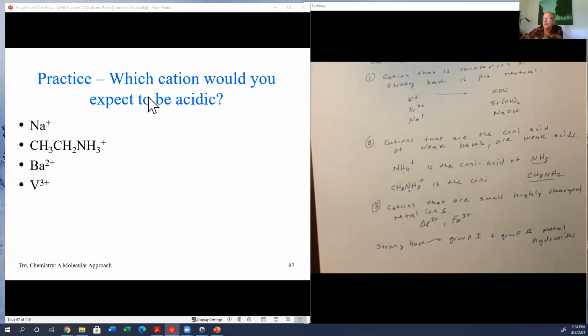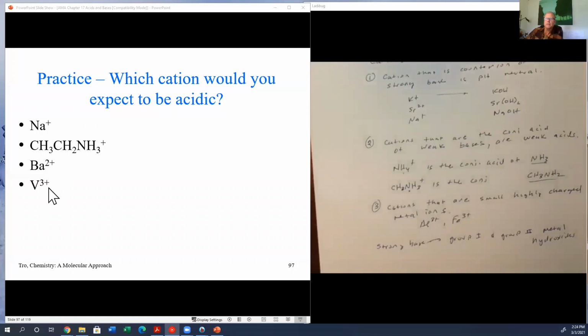So these are all cations, so we have to ask ourselves, are they acidic? Na+, is it acidic or neutral? Neutral, right, because it's the counterion of sodium hydroxide, which is a strong base. CH3CH2NH3+. Acidic, right? It's the conjugate acid of a weak base, so the conjugate acid of a weak base is itself a weak acid. Ba2+. Neutral, right? Barium hydroxide is a strong base, so barium 2+ is neutral.